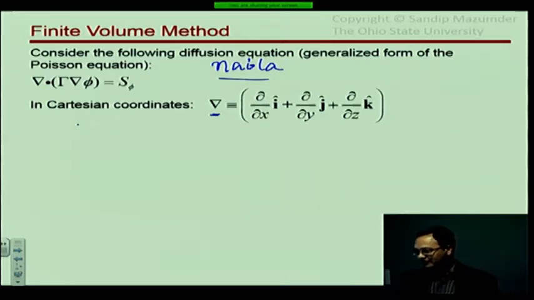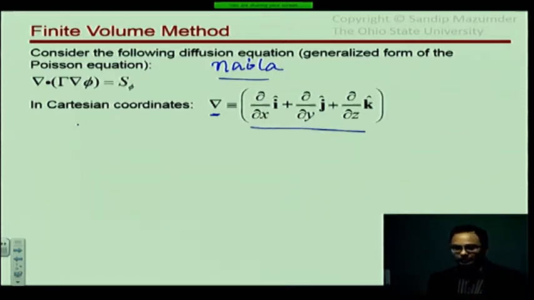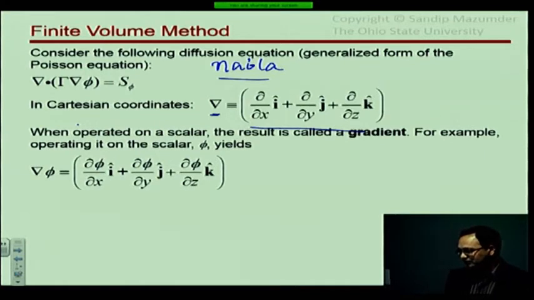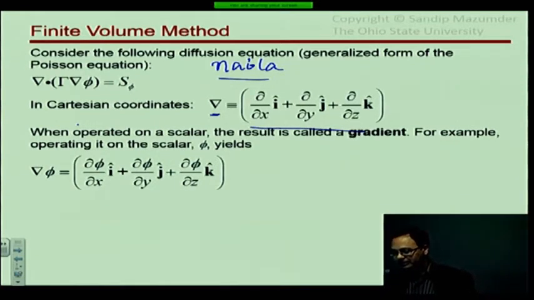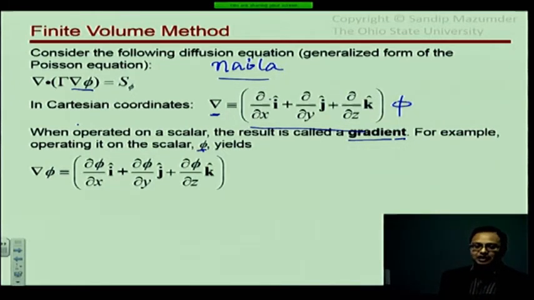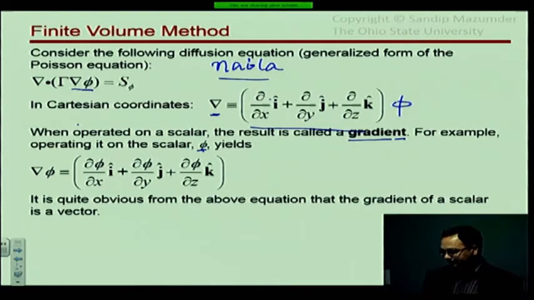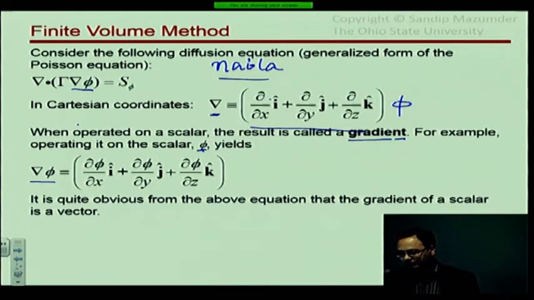So that's what this stands for. It's really a vector operator which says I'm going to operate this on something, and you will see in a moment what that means. Now suppose I operate this on a scalar quantity phi, like we have here, then this is called the gradient of the scalar. So you simply insert the phi here, and basically this becomes d phi dx times i plus d phi dy times j plus d phi dz times k. Notice that the gradient of a scalar is now a vector.